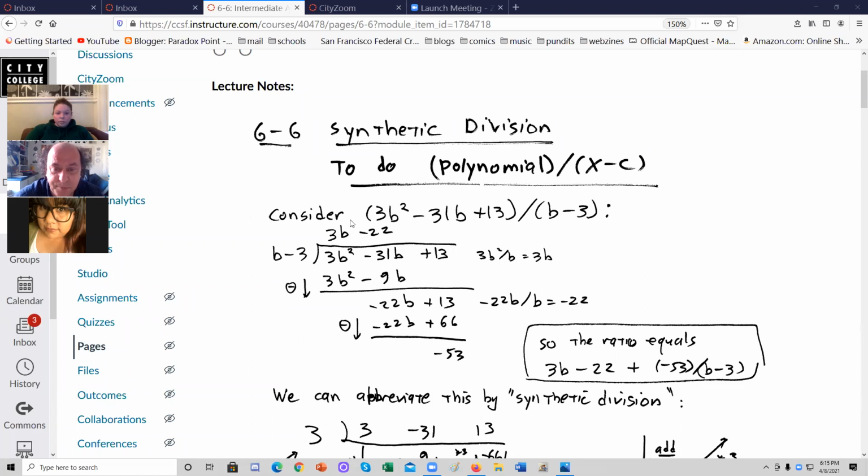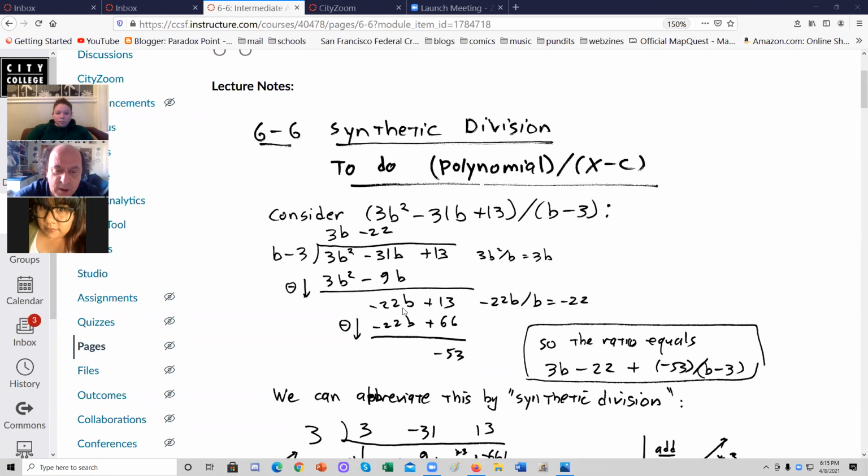Okay, so for example, we'll divide 3b squared minus 31b plus 13 by b minus 3. Here you put 3b squared minus 31b plus 13 inside and b minus 3 outside. We divide leading terms. 3b squared over b is 3b. That goes into the quotient. 3b times b minus 3 is 3b squared minus 9b. Subtract: minus 22b plus 13.